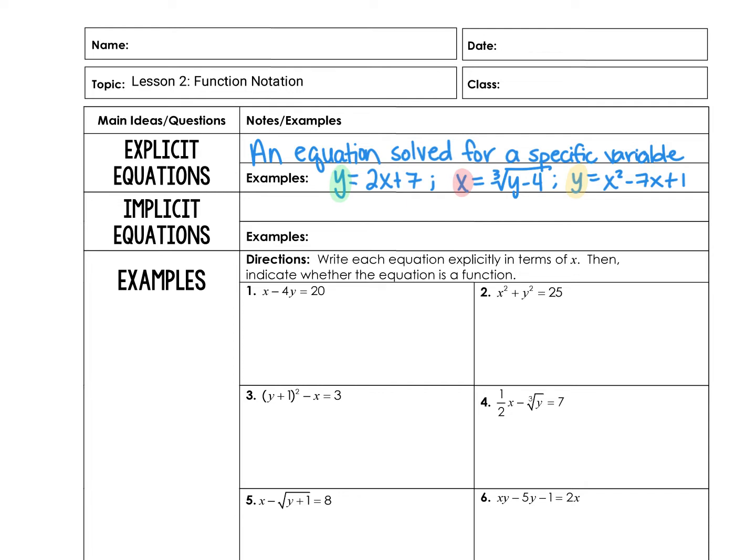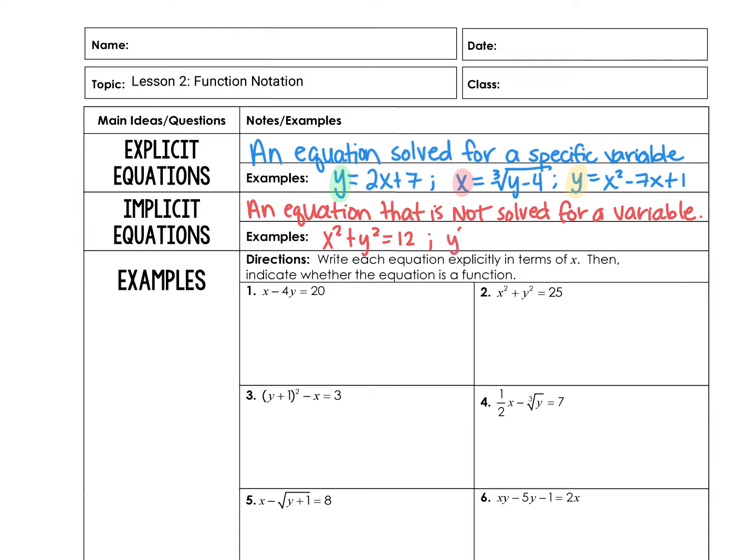An implicit equation, on the other hand, is an equation that is not solved for a variable. So we just don't have one variable despejado on one side of the equation. So an example could be x squared plus y squared equals 12. For example, x and y are on the same side of the equation.